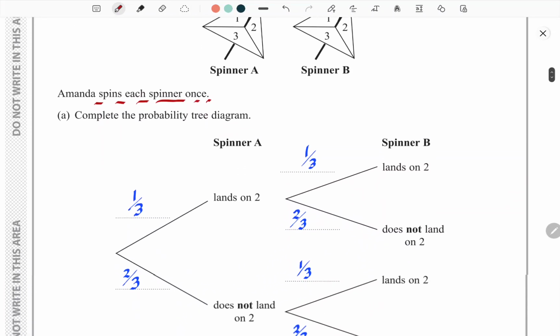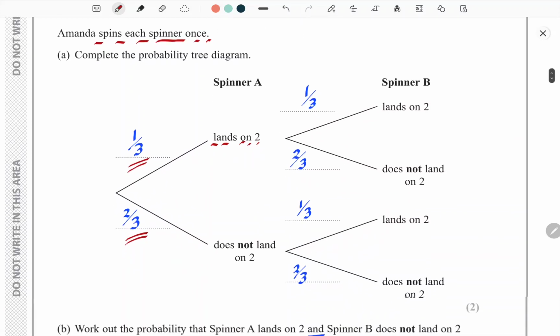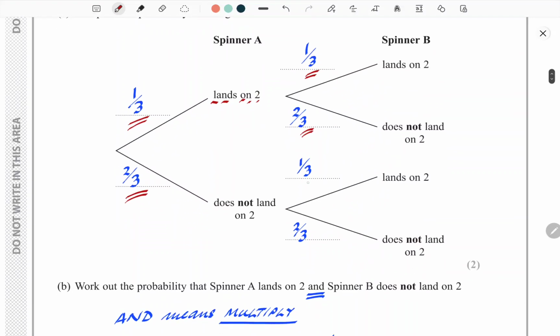And so the tree diagram says for spinner A, the probability of landing on a 2, well, there's a 2 and there's 2 other numbers, so it's 1/3, all right? You can see there. And does not land on a 2, so that's a 1 or a 3, so the 2 options, 2/3. The second spinner, spinner B, since it's identical, it has exactly the same probabilities. The probabilities do not change, all right? So landing on 2, again, 1/3, does not land on 2, 2/3, and the same thing is repeated, all right? 1/3 and 2/3 again.